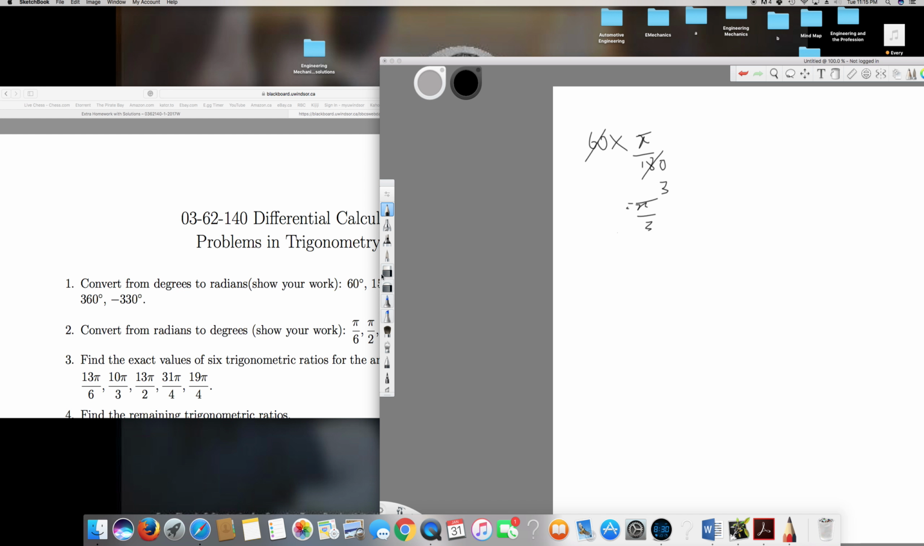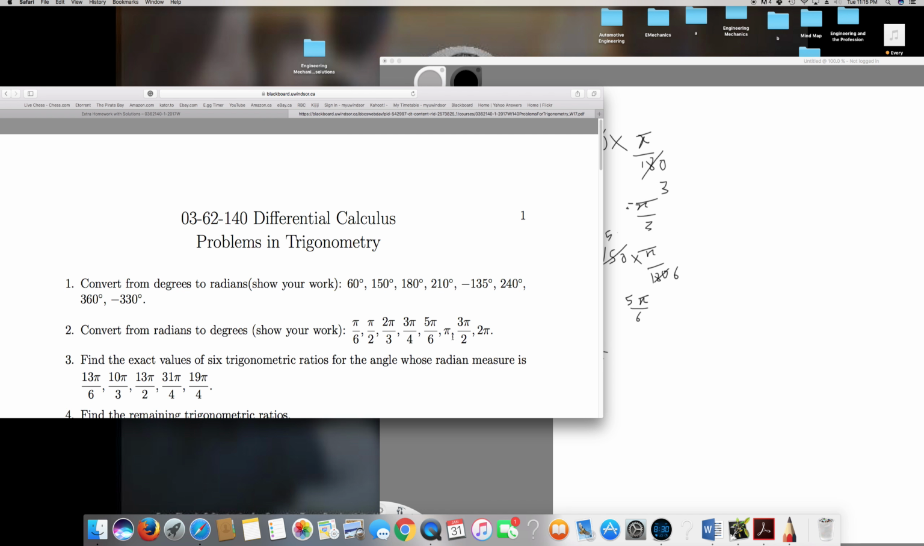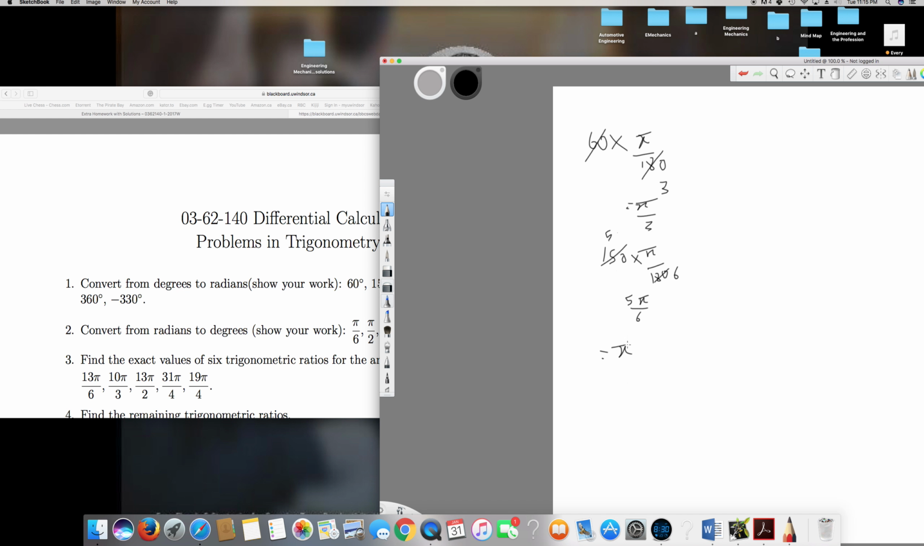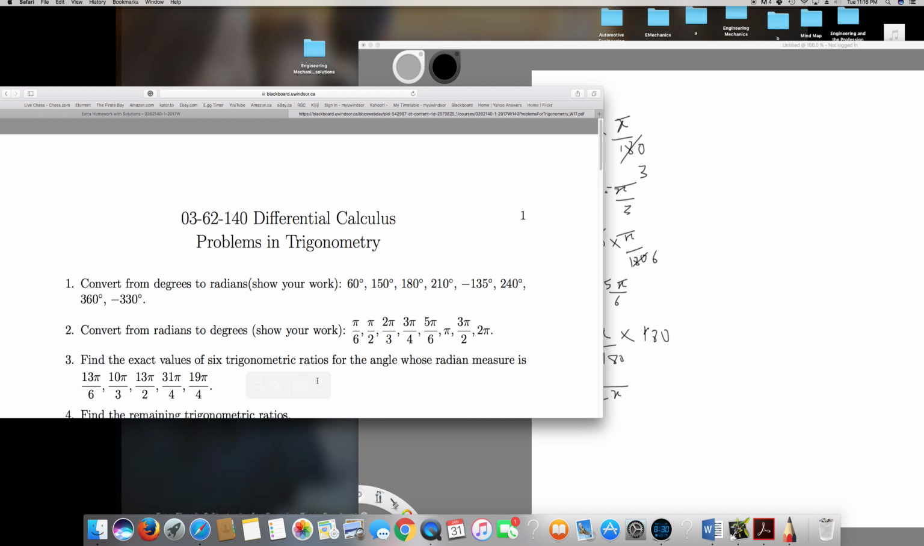And the next question is asking what is 150 degrees. So 150 multiplied by π over 180, it's going to be 30 times 5 and 30 times 6. So therefore 5π over 6. And the next one is asking what is 180. 180 means it's really easy: π over 180 multiplied by 180 is going to give us π.